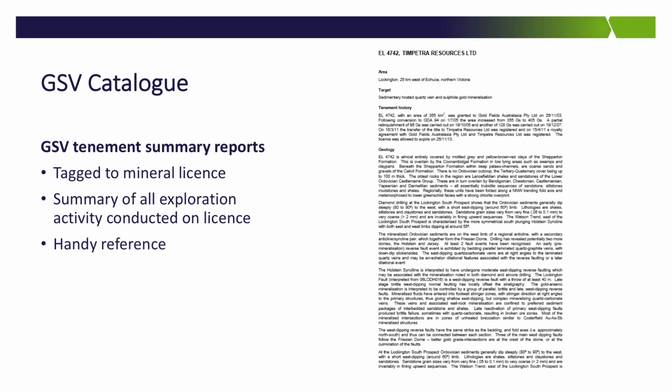Also available through the GSV catalogue are the GSV tenement summary reports. These are also tagged to the exploration license, and so when searching for an exploration license, this is one of the report types that will be returned. My colleague Marvina has been writing these tenement reports for the last 20 years, and they cover all of the exploration work conducted on the license over its entire life. And so it's a great document if you're wanting an exploration snapshot for the license.